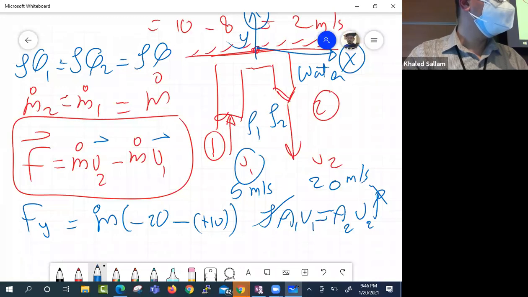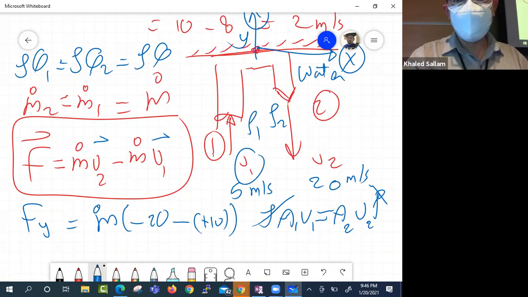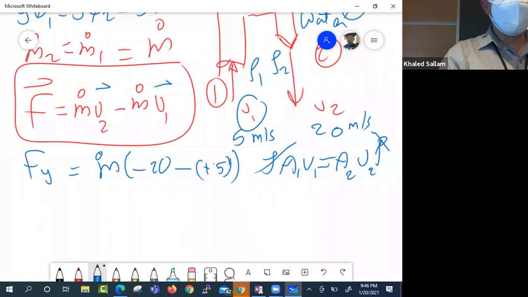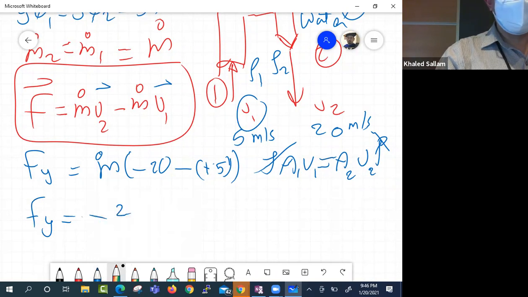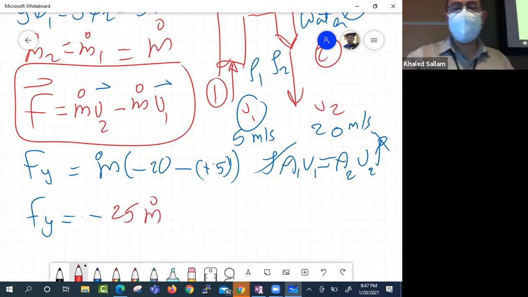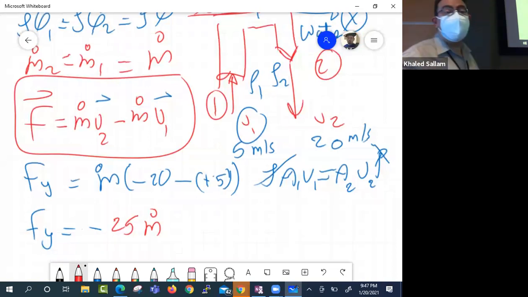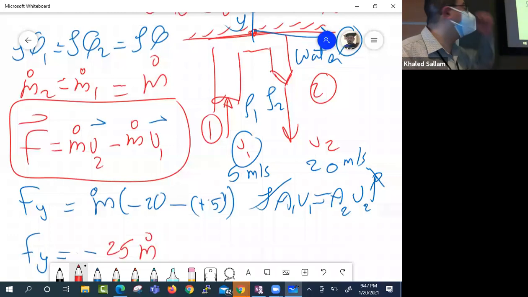Make sense? If it doesn't make sense, ask me now. Did I say 5? Yes, sorry, totally right. So you would see how Fy is now m dot multiplied by minus 25, so minus 25 m dot, right? And you can see how V1 and V2 did help each other to make that force requirement even stronger.